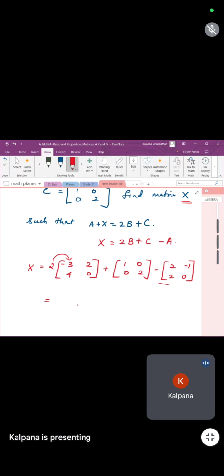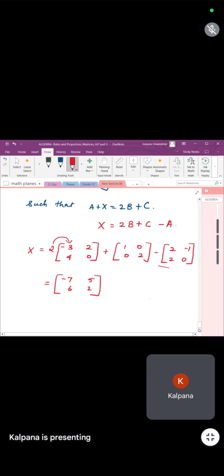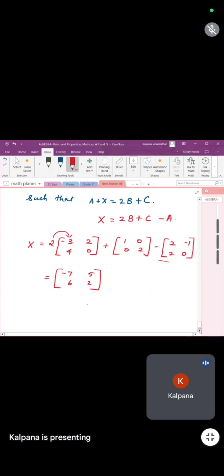So your final answer, can you tell me, children? Minus 7, 5, 6 and 2. Did you all get the same answer? Okay. Now, addition and subtraction are easy. Equating of matrices also you will do with the corresponding elements.